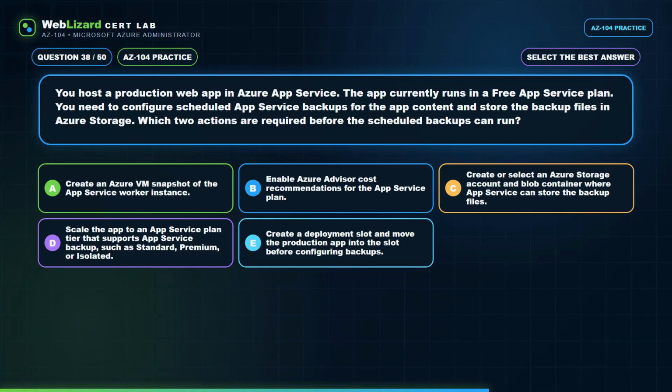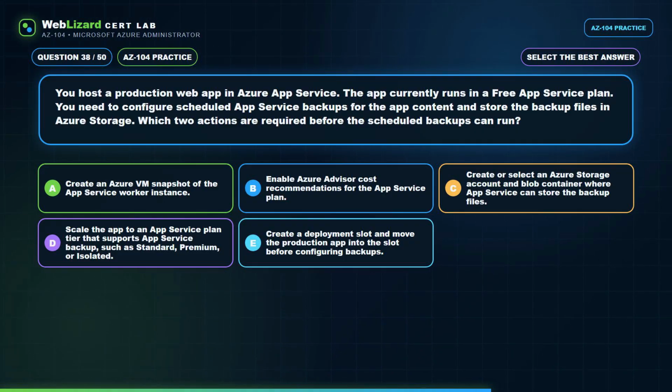Question 38. Choose two answers. You host a production web app in Azure App Service. The app currently runs in a free app service plan. You need to configure scheduled app service backups for the app content and store the backup files in Azure Storage. Which two actions are required before the scheduled backups can run?